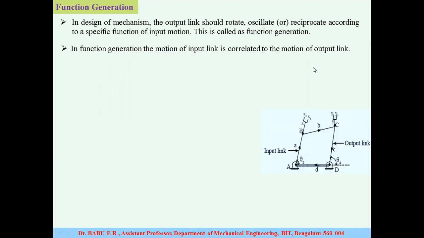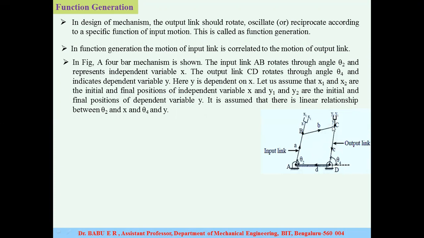So consider a 4-bar mechanism as shown in the figure. In this mechanism, the input link is AB. The input link will rotate through an angle of theta 2, and it represents the independent variable x. The output link is CD. It will rotate through an angle of theta 4, and this output link is the dependent variable represented by y. So here y always depends upon the value of x.